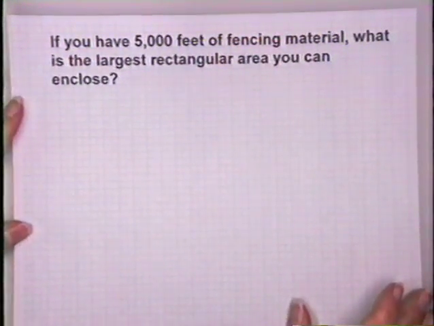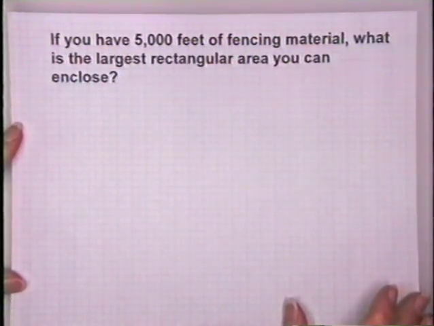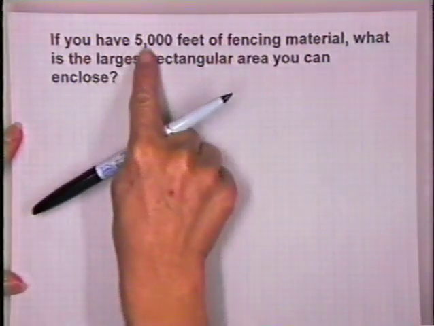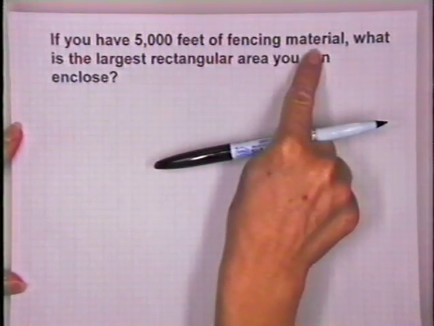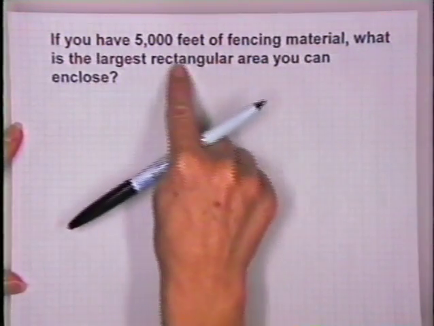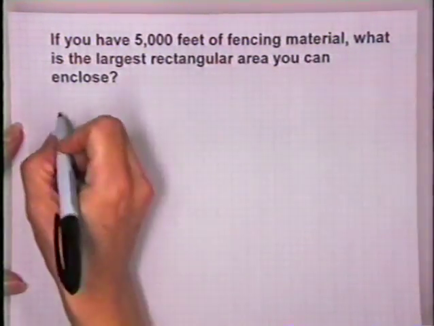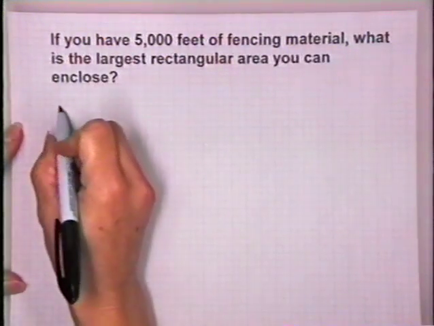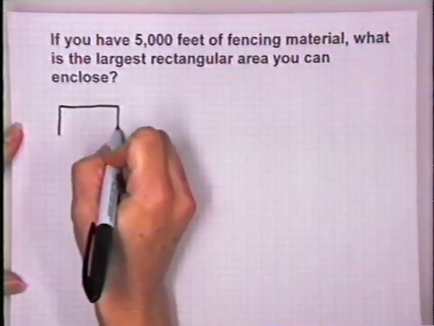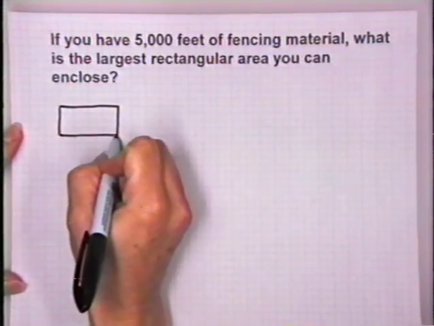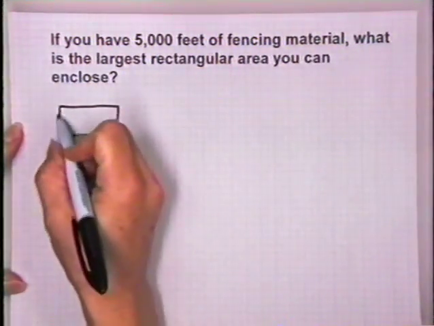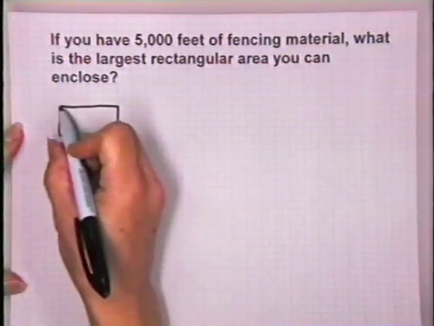This is not anything that we've not dealt with before in terms of the things that we need. We have 5,000 feet of fencing material. We want to make a rectangular area, okay? So let's just do a little picture. I want a rectangle area, and my fence is going to go all the way around the outside edge, right?